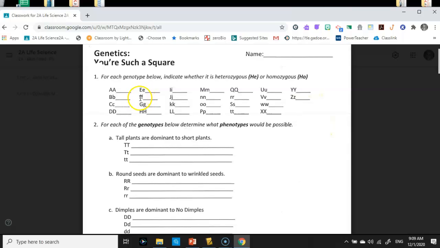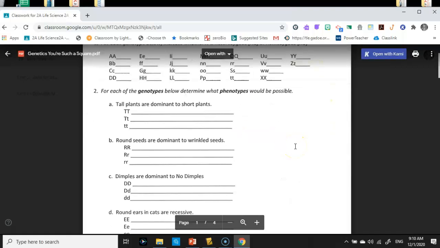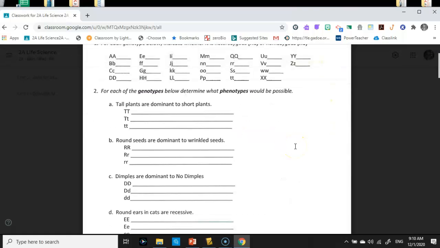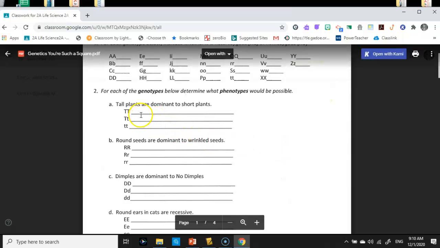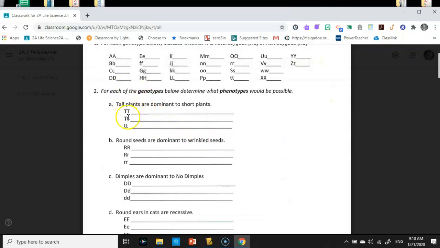If you'll go ahead and get yourself used to seeing two lowercase letters, put recessive on there, and that will remind you what the trait looks like. For each one of these, it gives you the genotype, and you're going to determine what it looks like.